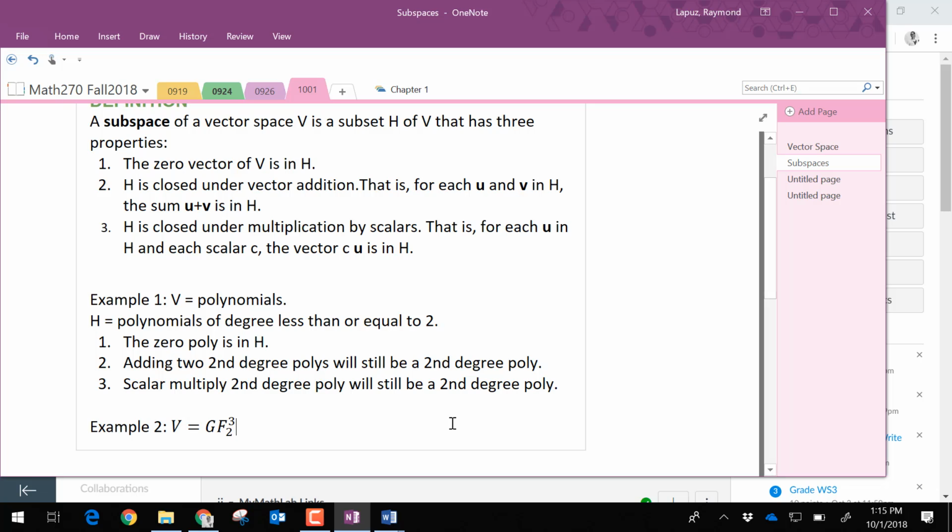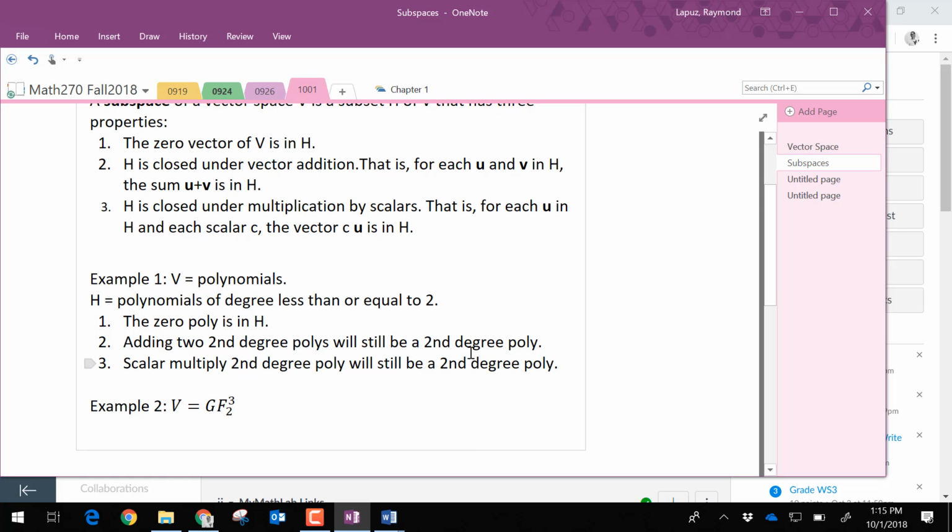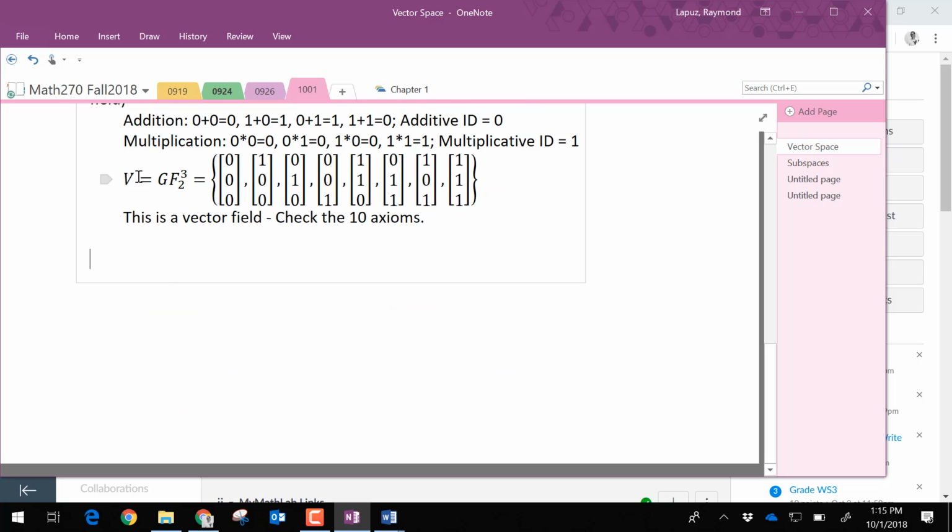So for our GF2 example, what we want to do is come up with a subspace. We're going to let H equal, maybe not all of them. Out of the 8 vectors that we have here, let's pick 1 or 2, or I don't know how many we should pick. Let's pick 1. Oh, let's pick 2. 0, 0, 0 would work, actually.